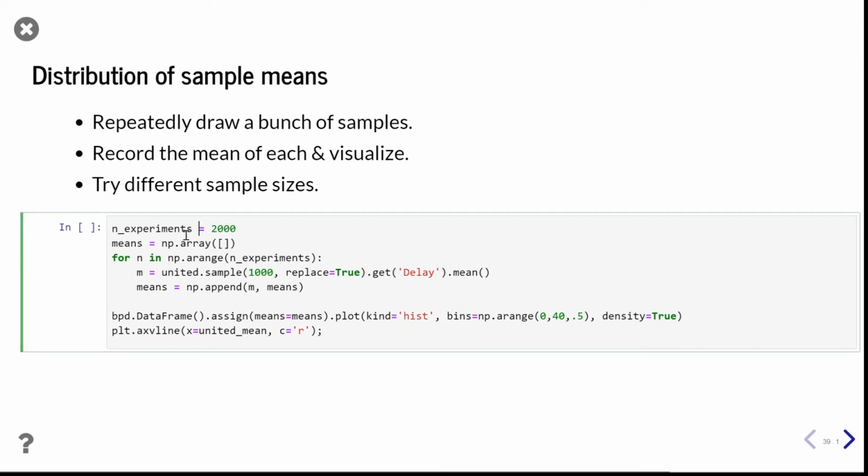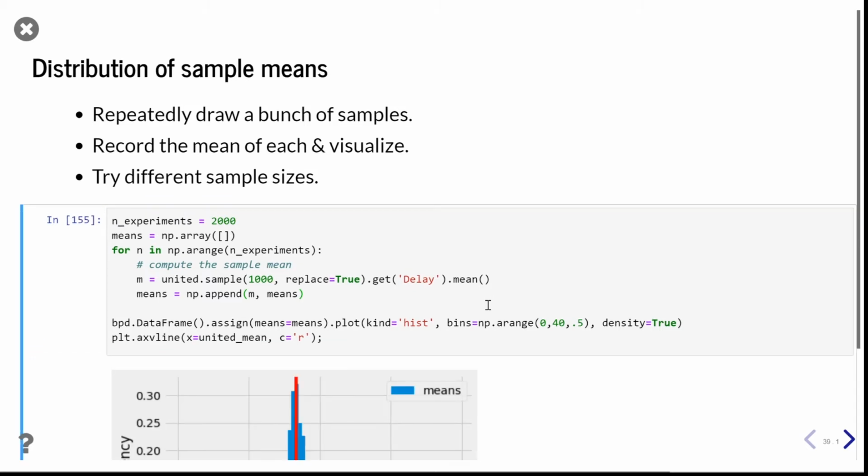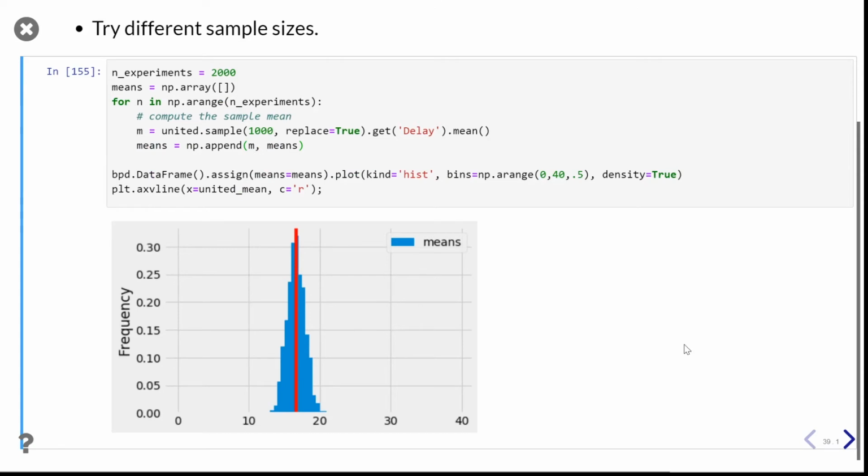Let's take a look. I'm running 2,000 experiments. In every experiment, what I'm doing in this line of code is computing the sample mean. I compute the sample mean for a sample of size 1,000, and then I add it to an array. And then I do it again. I select 1,000 at random, take the sample mean, and add it to an array. So at the end of the day, I have 2,000 sample means. So I plot the histogram of this, the distribution, and this is what I see.